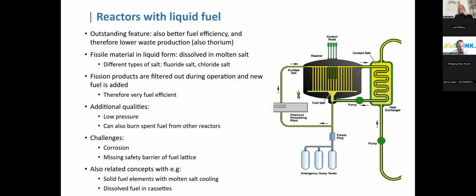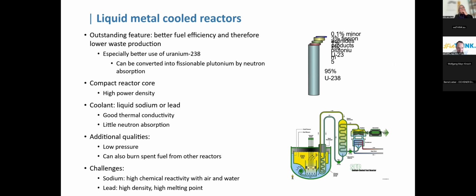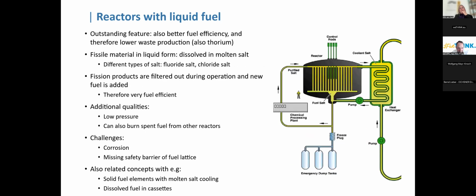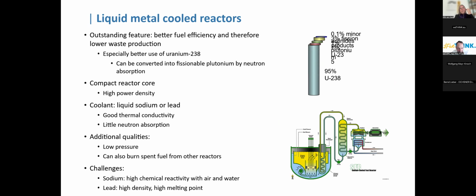And so what are the additional qualities? You have a low pressure, you don't have a big pressure vessel, and it can also burn the spent fuel from other reactors. But it also comes with some challenges. With sodium, you have a high chemical reactivity with air and water, and with lead, you have a high density, so it's just a heavy thing, and you have a high melting point. You have to keep it liquid everywhere in the circuit. Close to the fuel, it's easy, but in all the tubing of the steam generator and everything, it's difficult. Next slide, please.